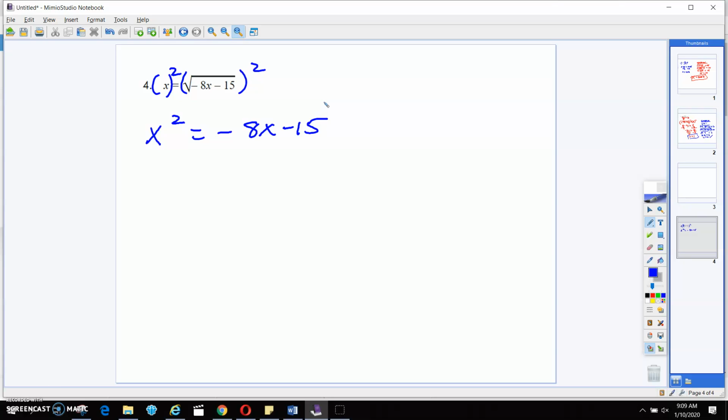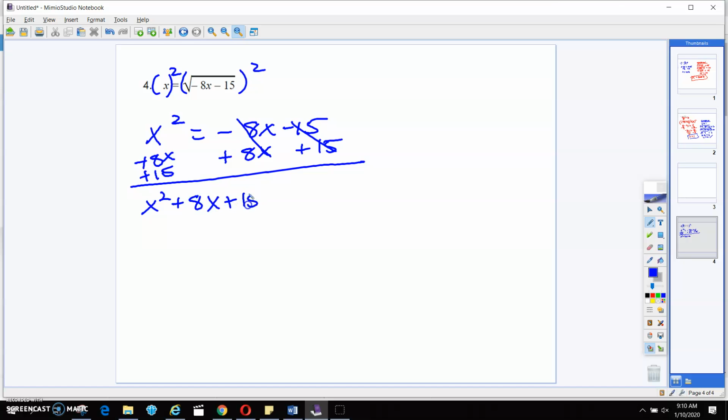So all we've done so far is square both sides. Step 3 is to solve. Since this is going to be a quadratic, we're going to move everything to one side, and then we're going to factor. To move everything to the other side, we're going to add, because those are both negatives. So when we add 8x, we're going to add 15 over here. These will cancel out, and I'll be left with x squared plus 8x plus 15 equals 0. I just put that in standard form.